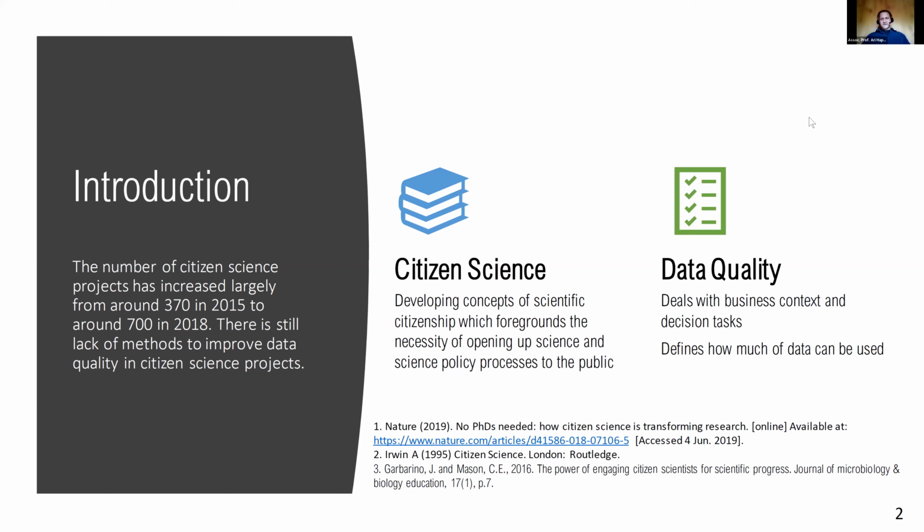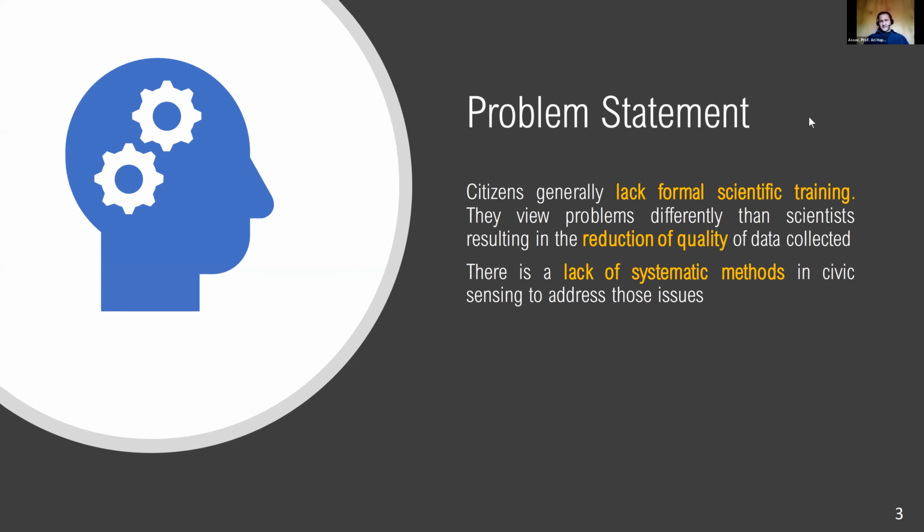So in this citizen science context, our generic problem statement, which we also faced in the practical implementations, is that the citizens themselves lack formal scientific training. So when you give instructions and explain what kind of data you are collecting, their interpretation of this data is not the same as your expectation or your interpretation. And this will definitely reduce the quality of the data which you will receive at the end of the collection period.